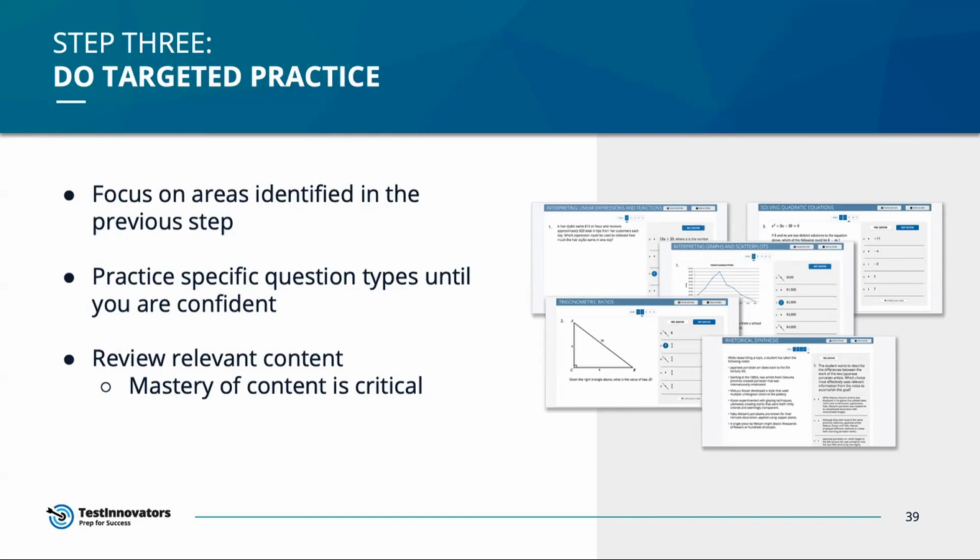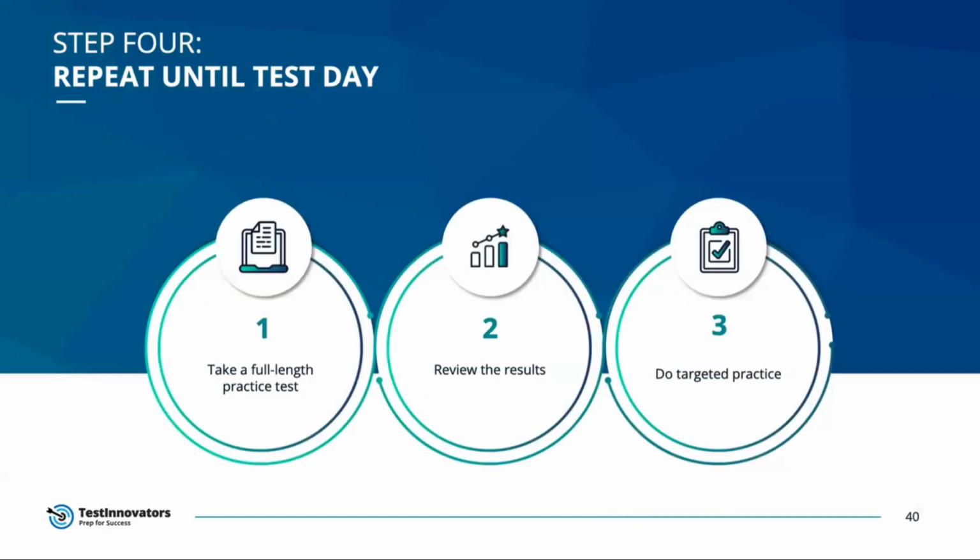So once you've spent some time reviewing the concepts you need to review, the skills you need to review, practicing those question types that you missed before, then you want to repeat the process. So take another full-length practice test, review those results, and do more targeted practice. And then again, take another full-length practice test, review those results, and do more targeted practice.